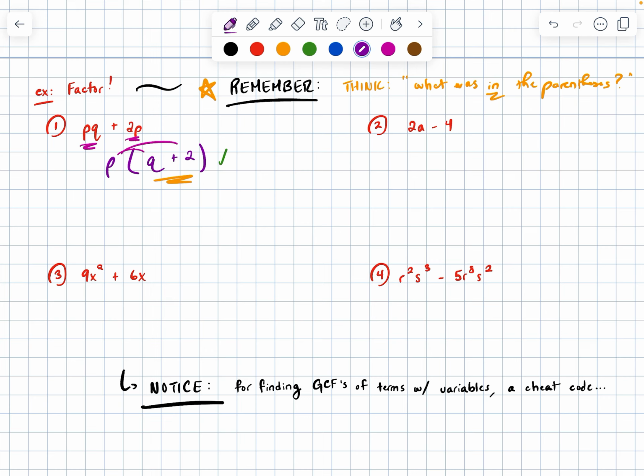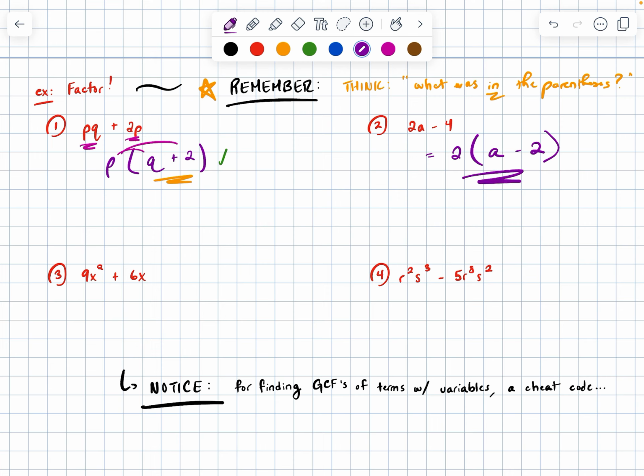And stop. For number 2, between 2a and negative 4, hopefully you found that both of these have a factor of 2. Again, I'm reversing the distributive property, so I need some parentheses. To get back to 2a, I would have needed to distribute 2 to an a. To get back to a negative 4, I would have needed to distribute 2 to a negative 2.